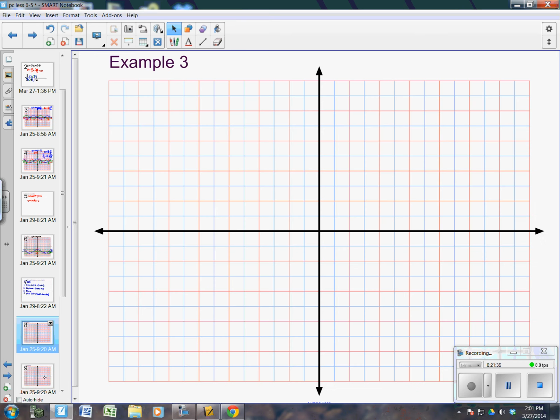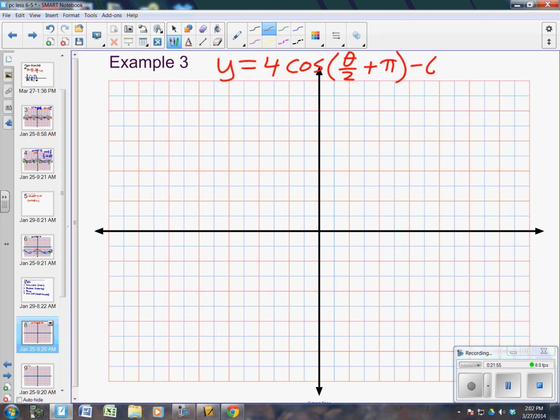Okay, so we're going to take this equation right here. Y equals 4 cosine theta over 2 plus pi minus 6. Are we doing this on this paper? You're going to use that piece of graph paper I gave you. I suggest on your graph paper, the first thing we have to do, following those steps, was to find the vertical shift. How much is the vertical shift? -6.